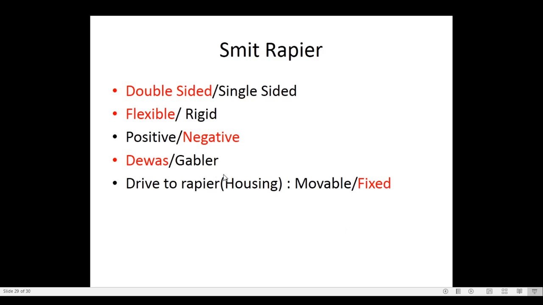Whatever the housing drive to the left hand and right hand, the driving gearbox is there, it is fixed to the machine frame. Only the sley is moving forward and backward. So this is the Smith rapier. So take down the specifications of the Smith rapiers present in our workshop.